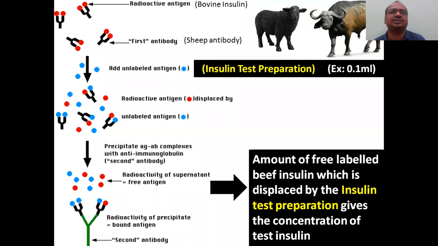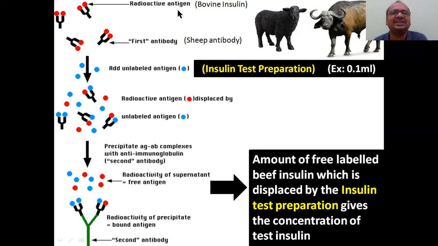Here I show you. See what happened. First, this is a very simple diagram, and it is very, very important. First you see this is a beef, and this is the sheep. Beef is also called bovine. From this we are taking insulin. We already have the standard preparation and test preparation in our lab, that you keep aside. You take a beef, take the pancreas, take the insulin of the beef. So that is bovine insulin.